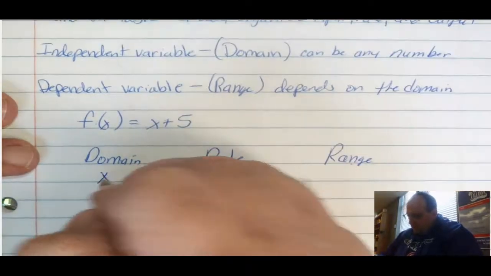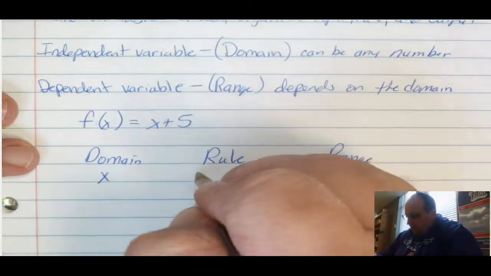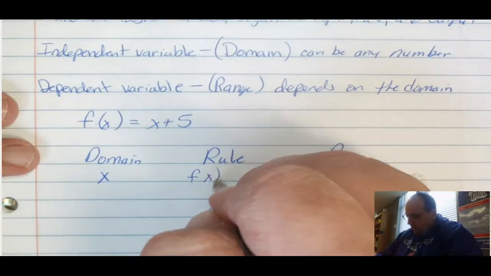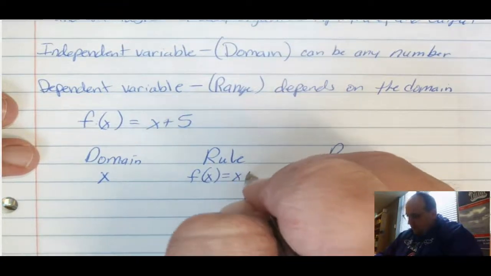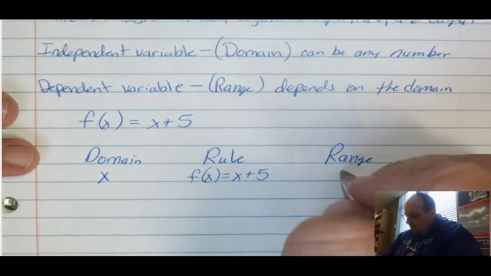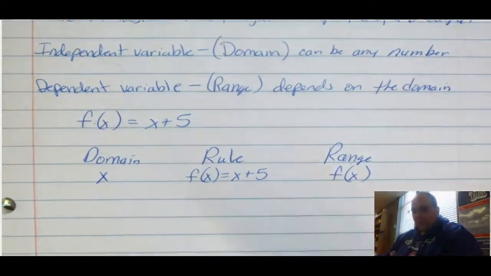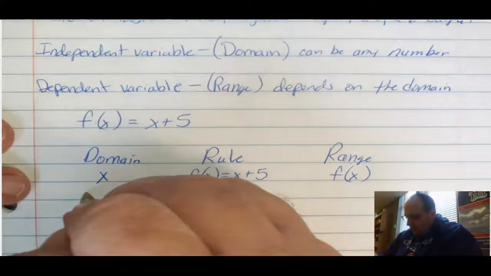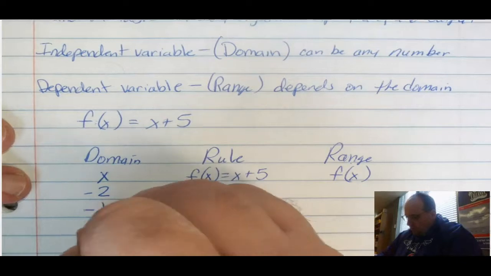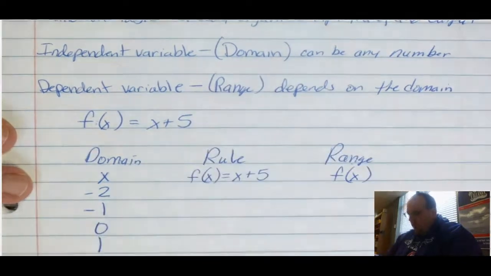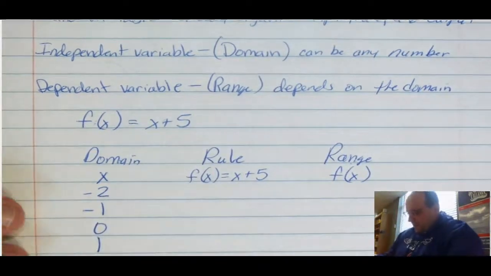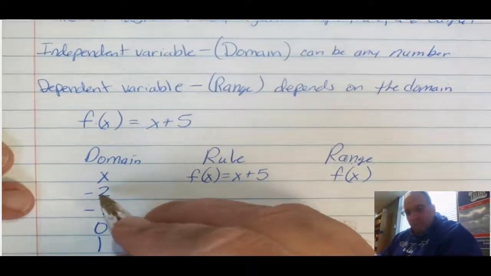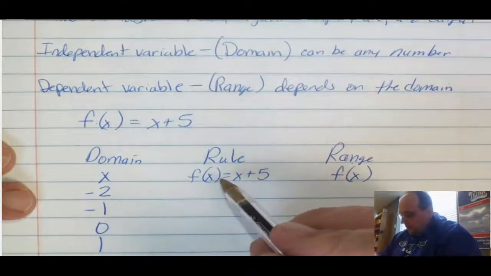So x is my domain. My rule for this one is just the function, f of x is equal to x plus 5. And then my range is going to be whatever the function of x is, okay? Or whatever the output, the result of it, okay? So I'm going to go ahead and do -2, -1, 0, and 1 as my 4 domains, okay?